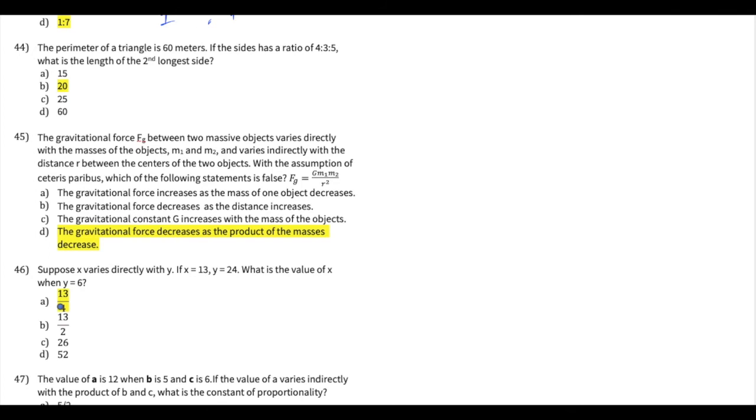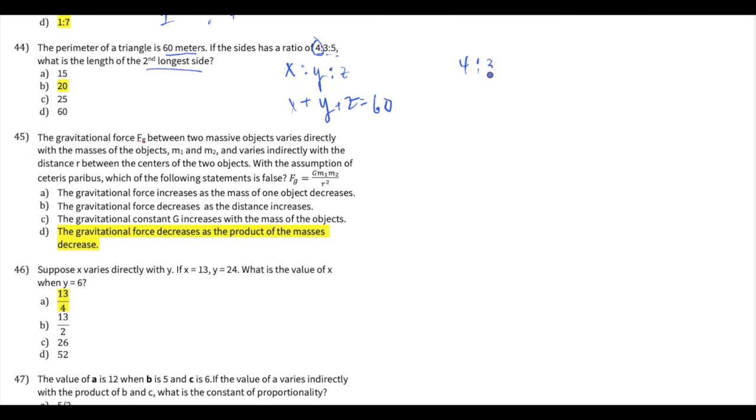Number 44. The perimeter of a triangle is 60 meters. If the sides has ratio 4 is to 3 is to 5, what is the length of the second longest side? Okay. So, 60 meters, let's say yung side mo is x is to y is to z, x being the second longest side. Kasi, ano ba dito yung second longest side? That would be yung 4. The perimeter of a triangle is equal to 60. So, ibig sabihin, x plus y plus z is equal to 60.